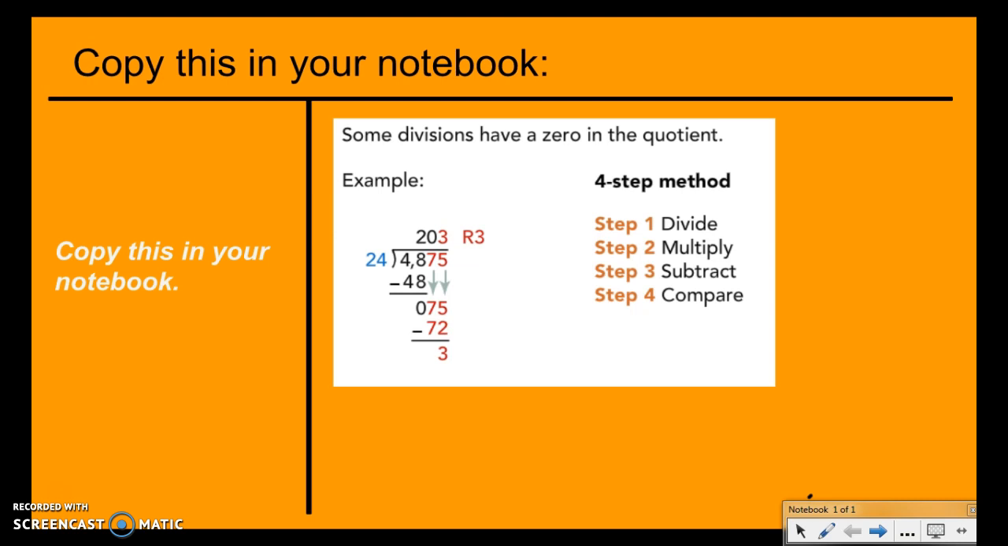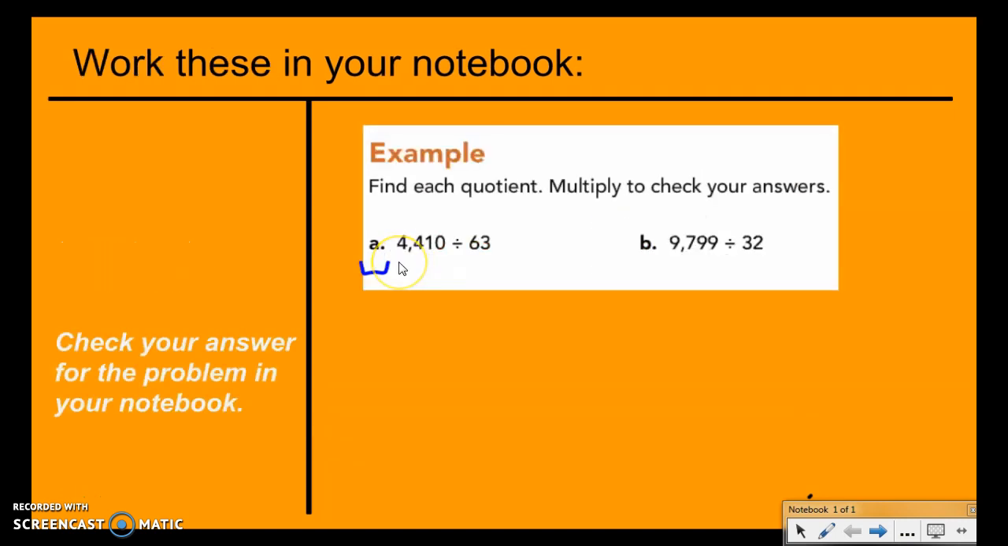Here is another example of how to solve a division problem using long division. All right, our dividend is 4,875, and our divisor is 24. With this one, I really want you guys to pay attention because your quotient has a 0 inside of it. Okay? So let's look at this. Since your divisor has two digits inside of it, you're going to look at the first 2 digits inside your dividend.